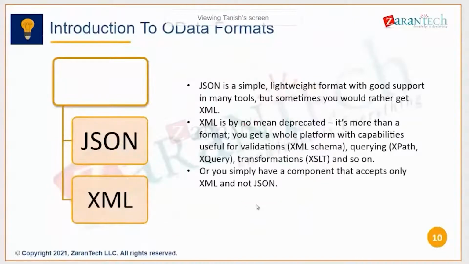And of course, introduction to the OData formats. For us, within the projects, we mainly use two simple formats. One is JSON, which is a simple, lightweight format with good support in many tools. But sometimes you would rather get XML. XML is the default one, right? So you don't need to explicitly filter or format in any specific shape or format if you want to use XML.